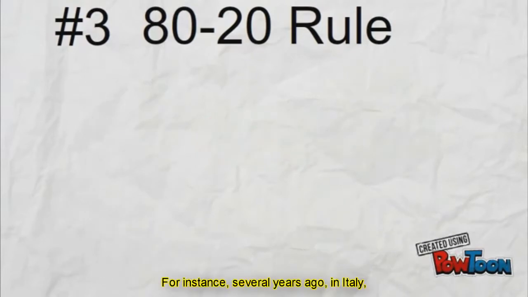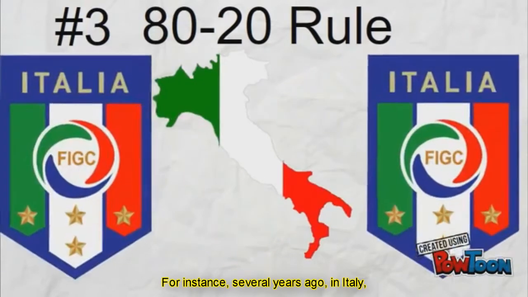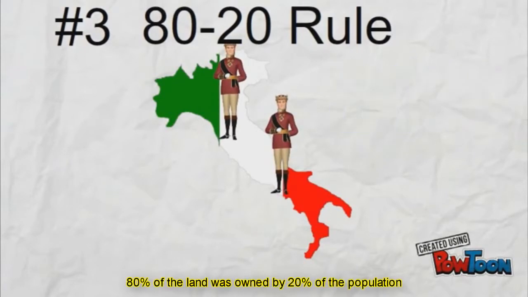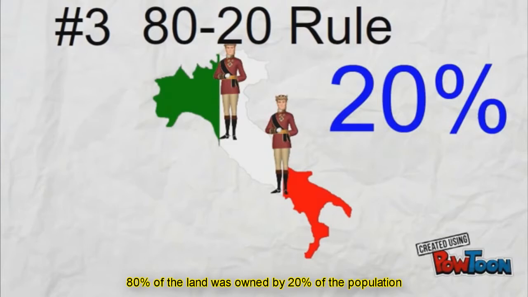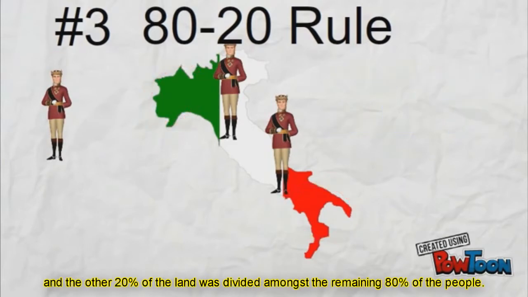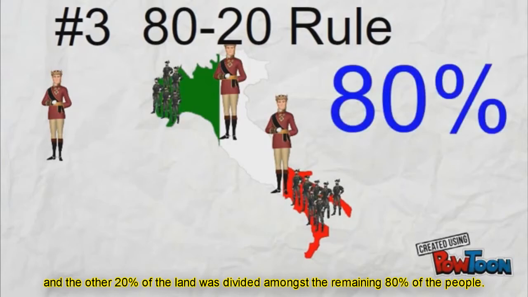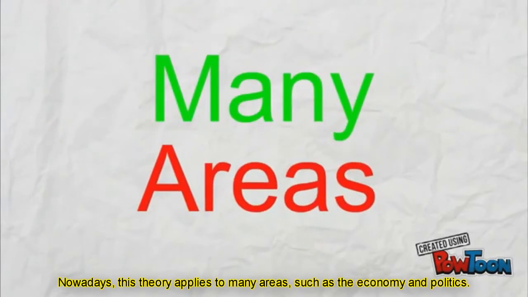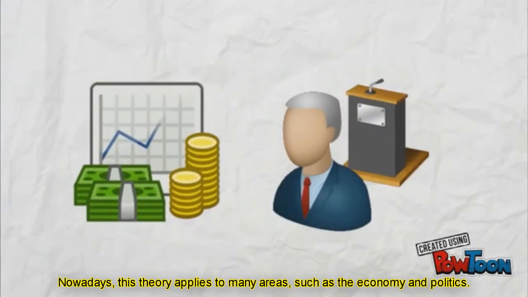For instance, several years ago, in Italy, that was the case with the land. 80% of the land was owned by 20% of the population, and the other 20% of the land was divided amongst the remaining 80% of the people. Nowadays, this theory applies to many areas, such as the economy and politics.